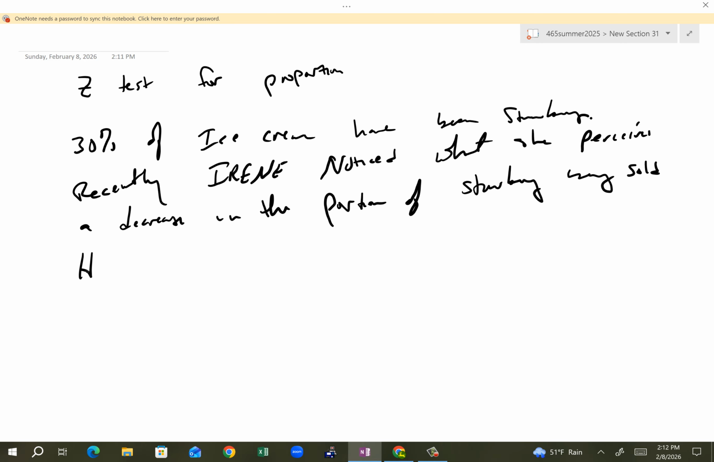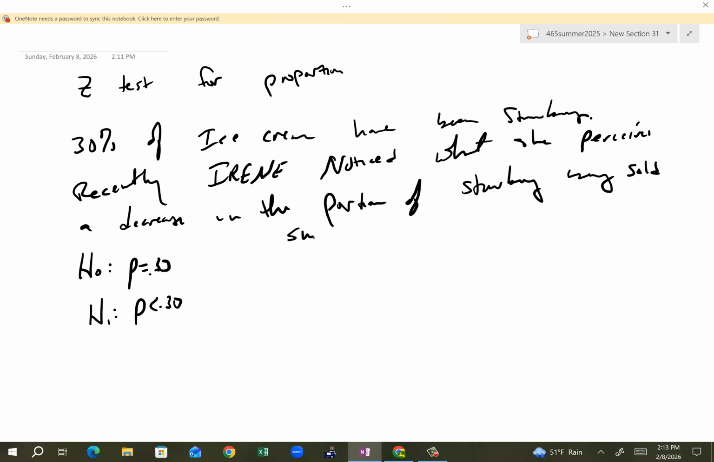She realizes that it used to be P equals 0.30. And now she feels, because she works there, it's less than 0.3. You with me? That's it. So what are we going to do? Well, we take a sample, obviously.